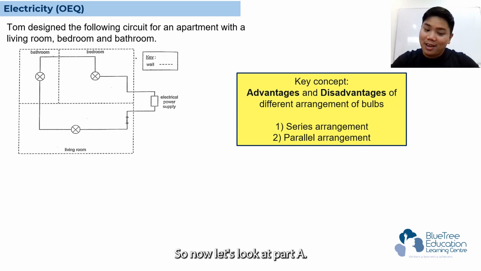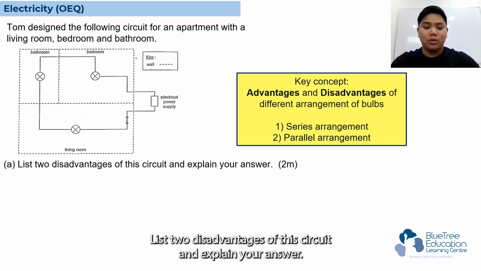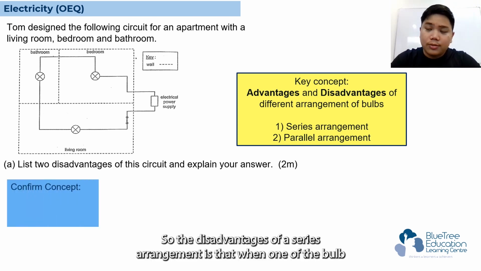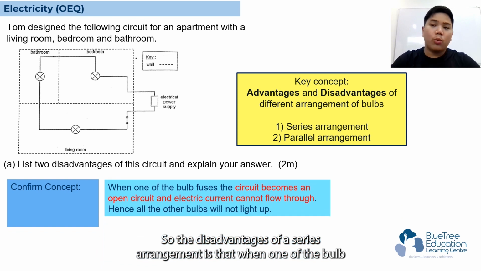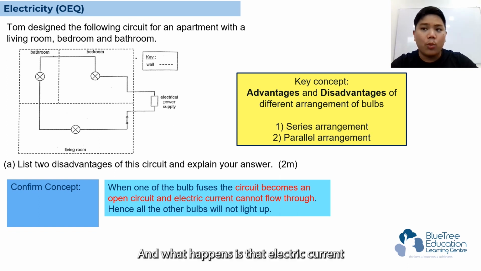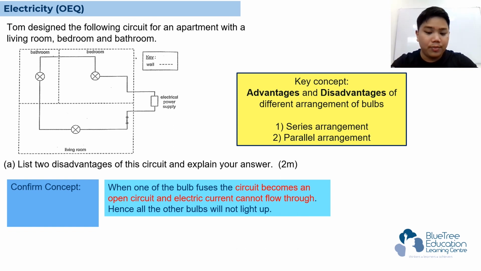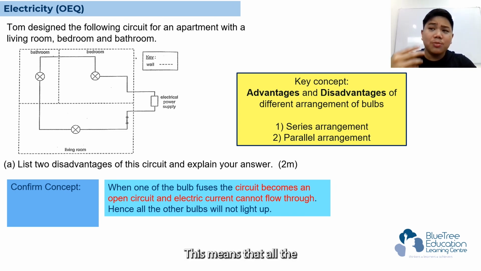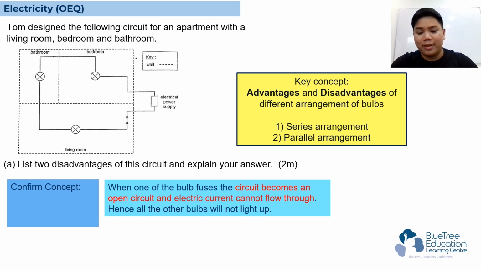Now let's look at part A. List two disadvantages of this circuit and explain your answer. The disadvantage of a series arrangement is that when one of the bulbs fuses, the entire circuit becomes an open circuit. Electric current cannot flow through an open circuit. This means that all the bulbs will not light up.